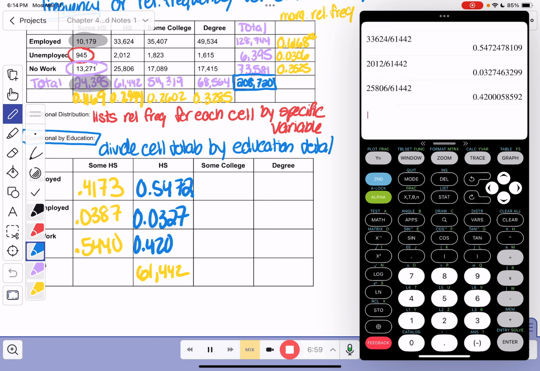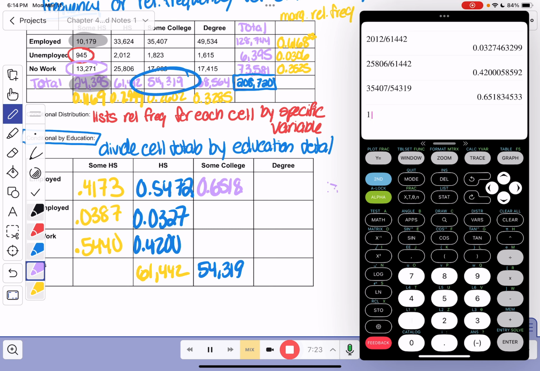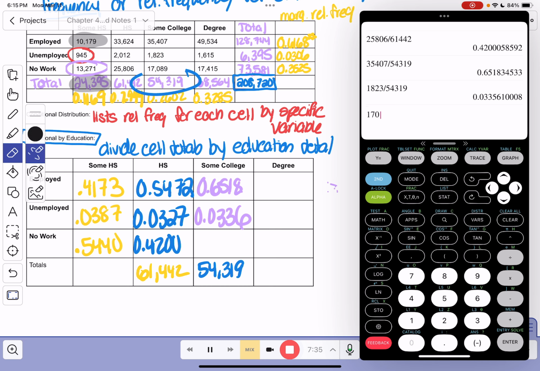And 4200. This whole column we would divide by 54,319. And the reason I'm going to 4 decimal places is just like we said from 4-2, unless otherwise specified, that is a good rule of thumb for what to round to in statistics. 36. Remember to round up when you need to. Okay, 17,089.